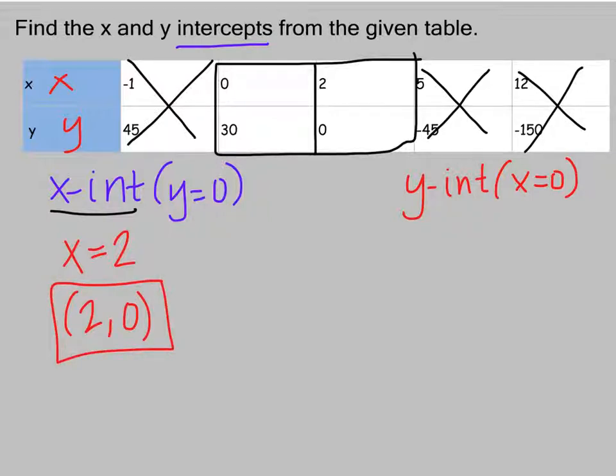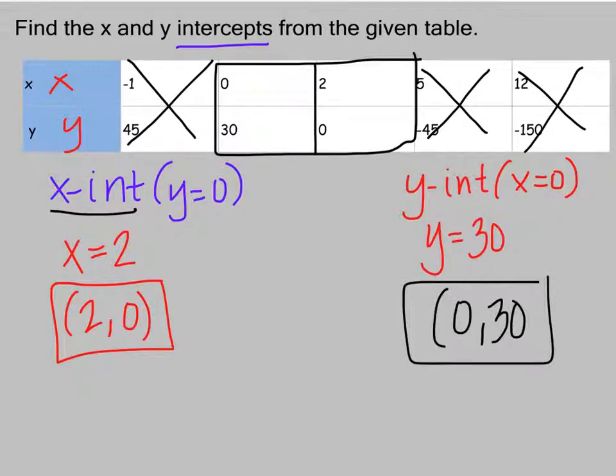Next, I'm going to go across the x line, because for y-intercept, x is equal to 0. So I'll follow my x's until I find my 0. That's located at 0, 30. So y equals 30, and my ordered pair is 0, 30. These are my two intercepts.